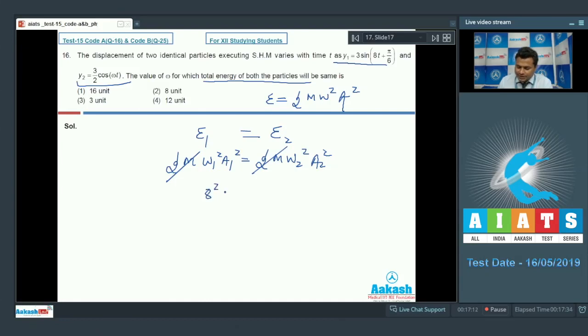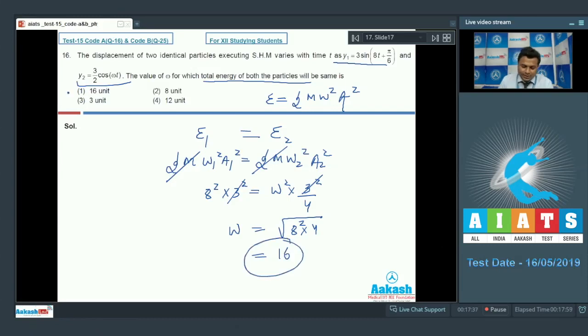So 8² into A1², 3², equals ω² into A2, that is 3/2, so 3²/4. 3² cancels out. We will get the value of ω as under root 8² into 4, that is 16 units. So we will go with option number 1 only, which is absolutely correct.